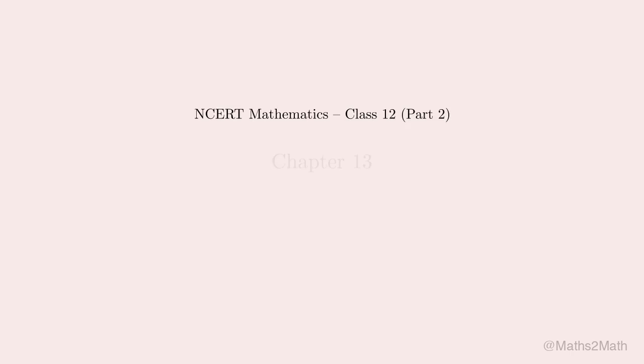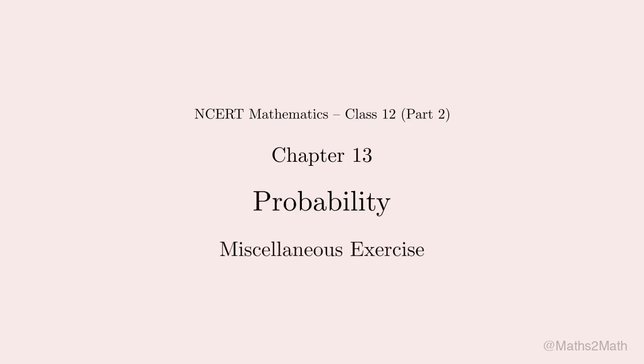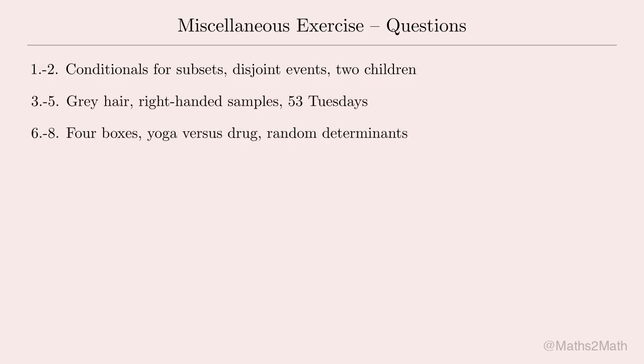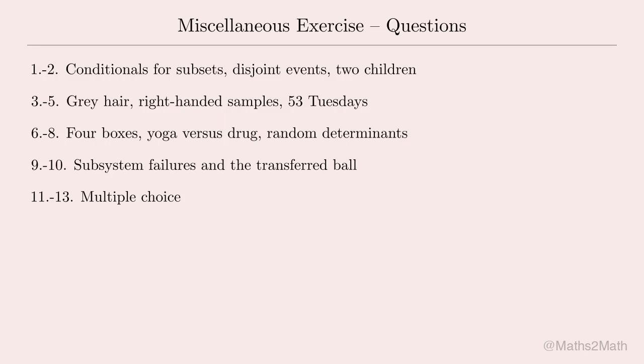In this video, we are solving every question of the miscellaneous exercise on Chapter 13, Probability, from the NCERT Mathematics textbook for Class 12, Part 2. This is the final exercise of the Class 12 course. The miscellaneous exercise on Chapter 13 has 13 questions: subsets and disjoint events, the two children puzzle, gray hair and heart attacks by Bayes, right-handed counting, the leap year, random determinants, and 3 multiple choice. Here they are.